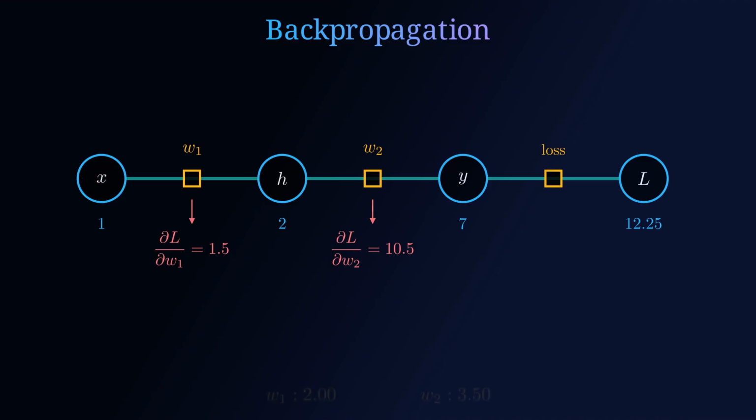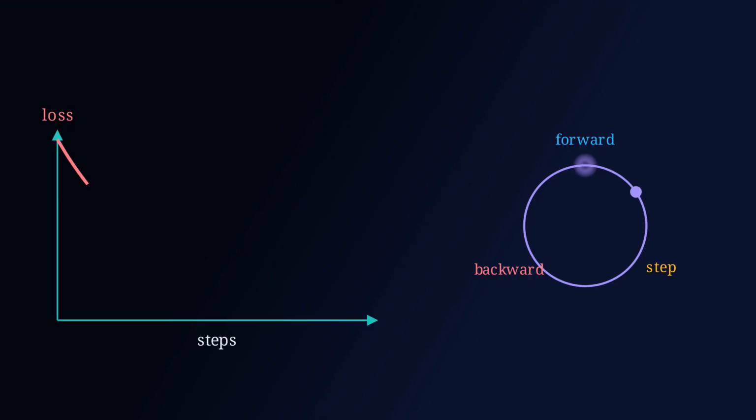Once we have the gradients, learning is the easy part. Each weight steps a little in the direction that reduces the loss, opposite its gradient. Weight 1, with gradient 1.5, nudges down slightly. Weight 2, with gradient 10.5, nudges down more. Repeat this loop, forward then backward then a small step, thousands of times over many examples, and the loss drifts steadily downhill. That patient loop, powered entirely by these backward-flowing slopes, is how a network actually learns.